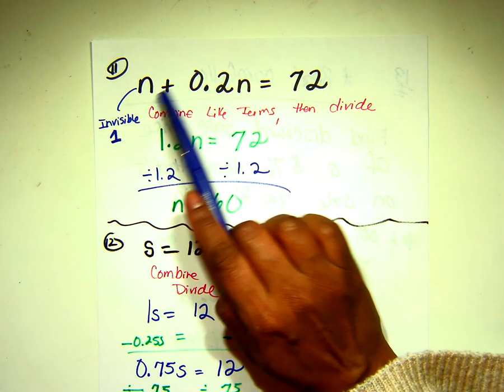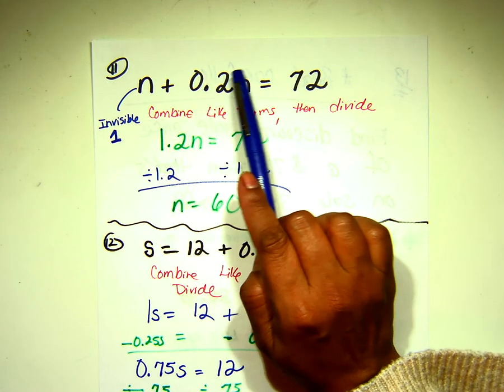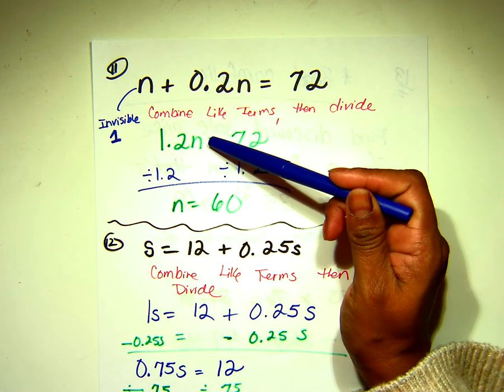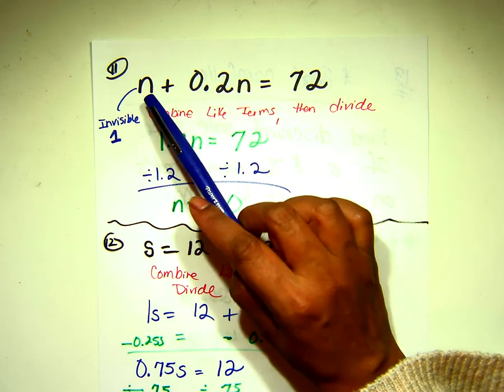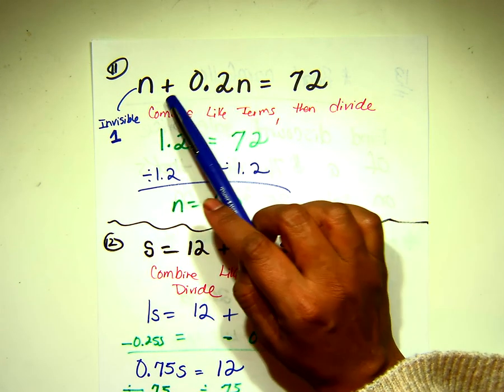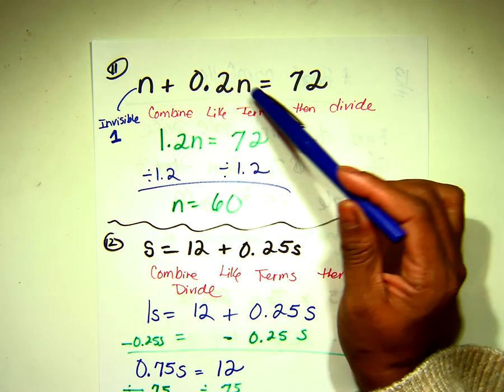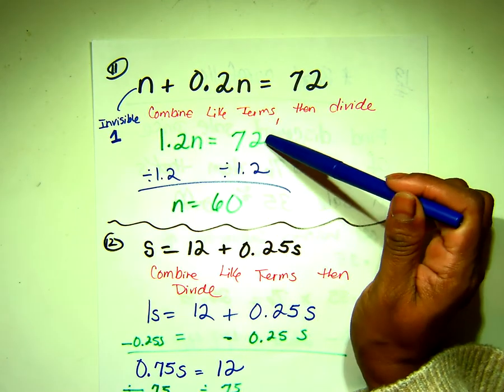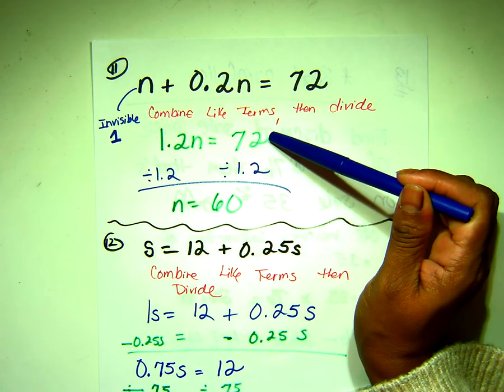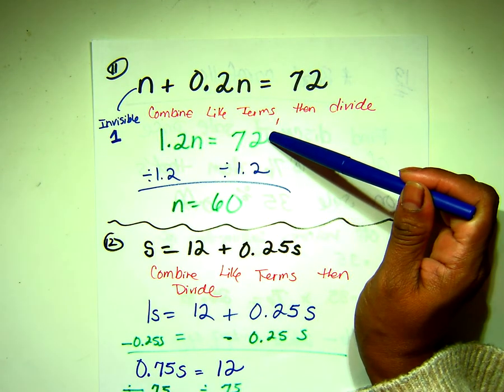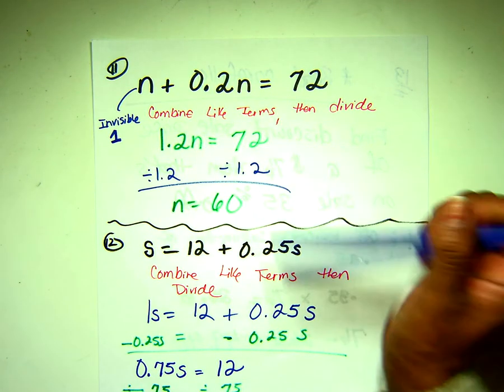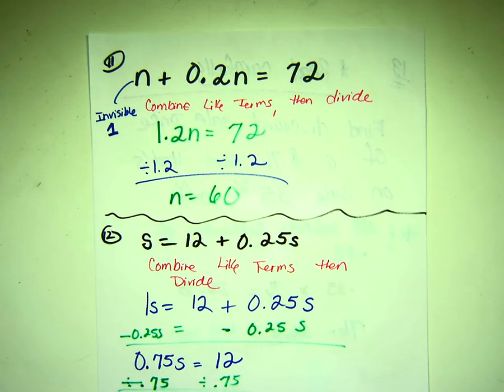So when I combine my like terms, 1 plus 1.2 gives you 1.2n. Because notice how both of these have the variable n. Once I combine them, I have 1.2n, bring down my 72. Now I divide. So 72 divided by 1.2 gives you 60. Now this one is a slight bit different.